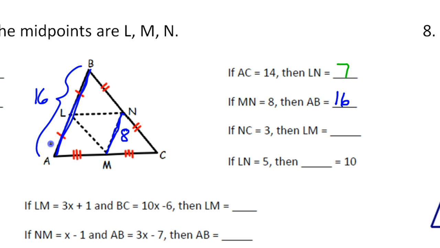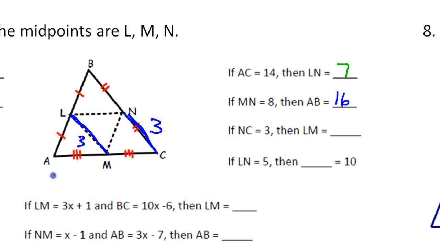It's double. How about if NC is 3? Here's NC right here. If that's 3, then what is LM? We're supposed to find out what LM is. Bottom line, it's going to be 3.